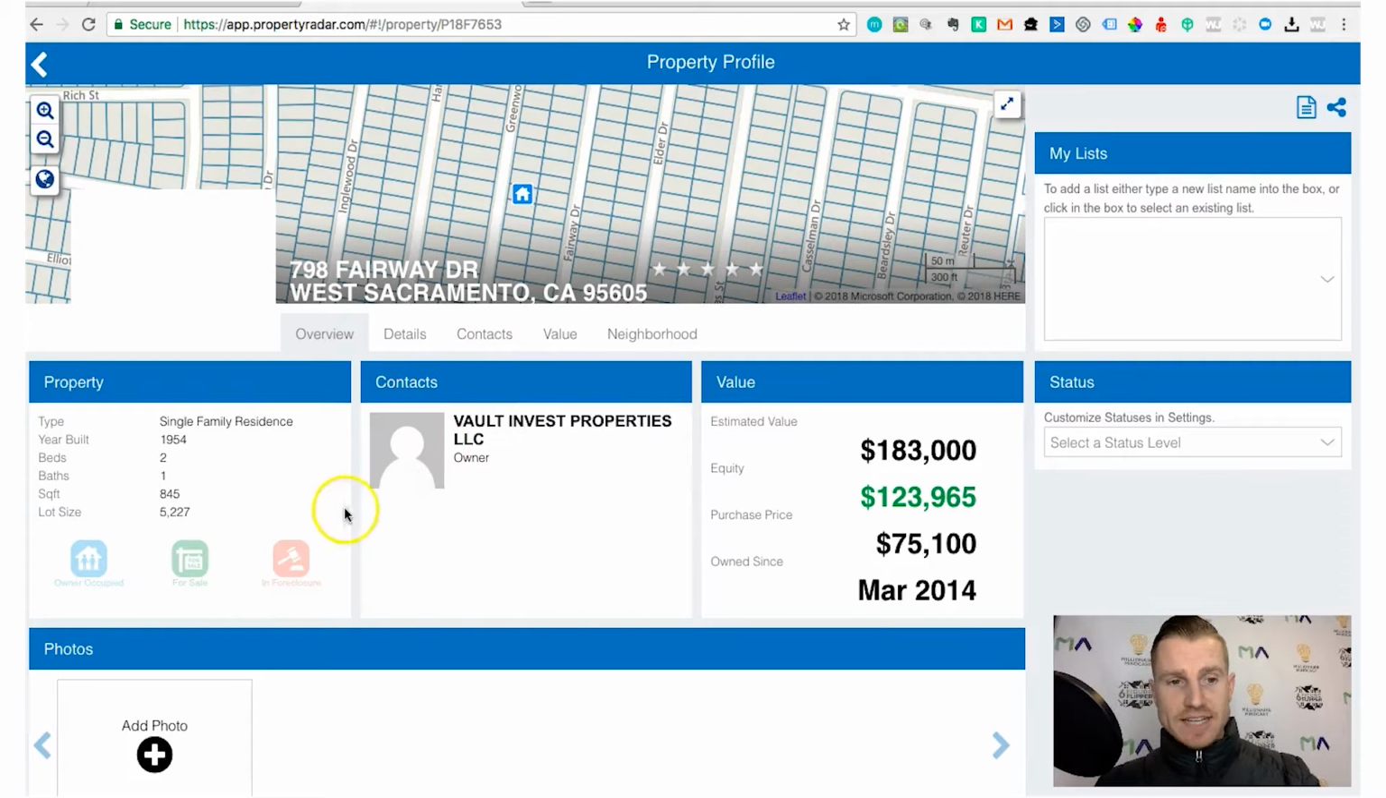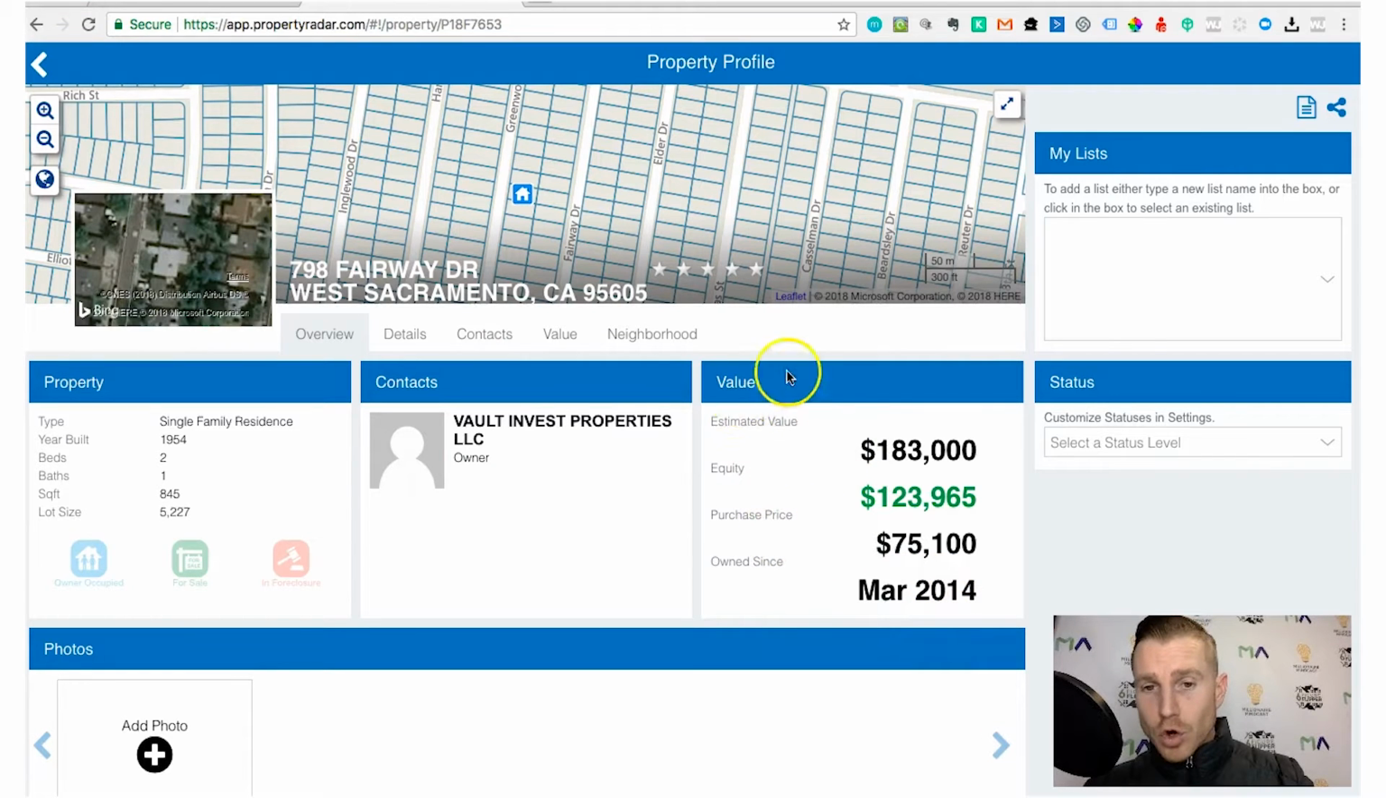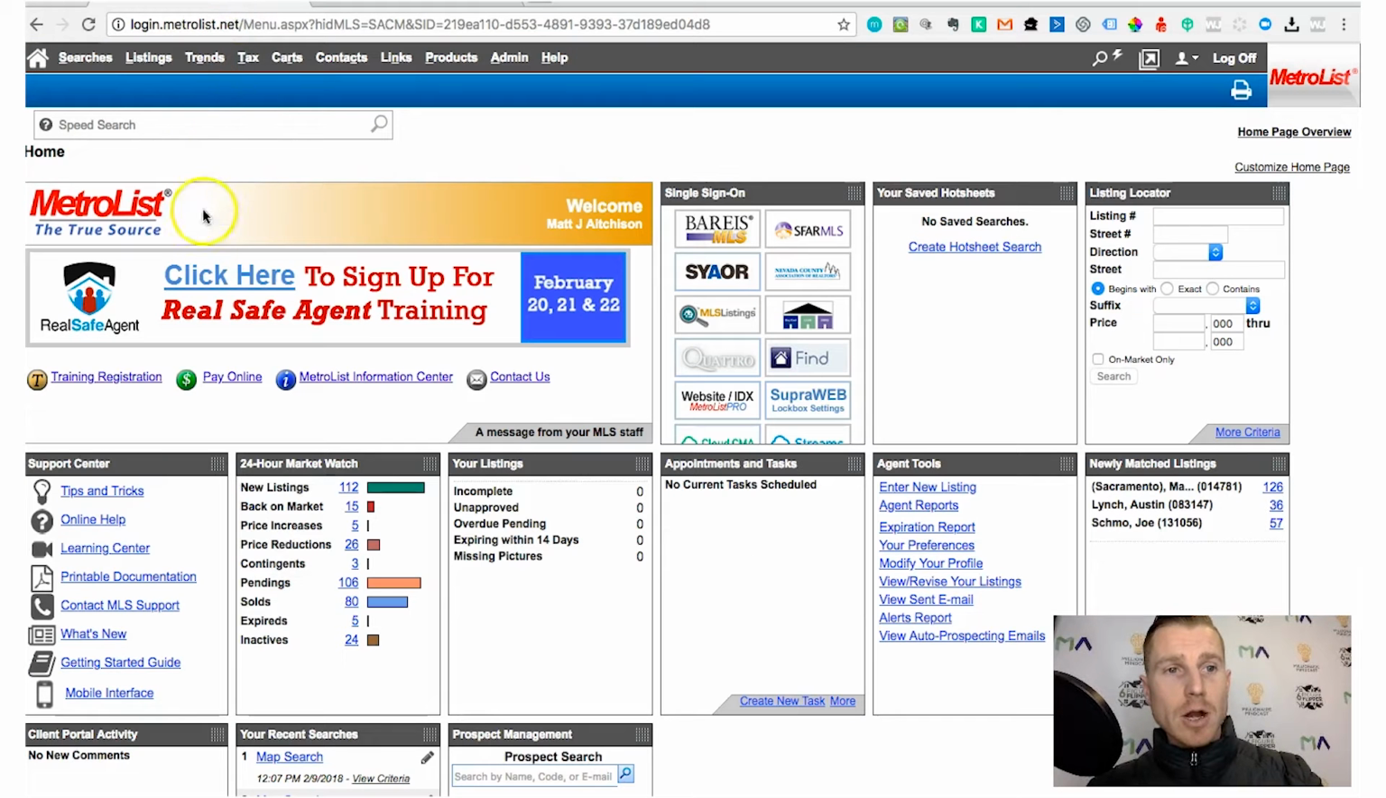So real fast, this is the property that I am listing. Just like Zillow, it gives you an estimated value, a quick and dirty analysis. It shows that this property is worth about $183,000. I think we'll see here in a second that's not the case, but this is a quick look. It's a 1954 build, 2-bedroom, 1-bath, 845 square feet. That looks good.